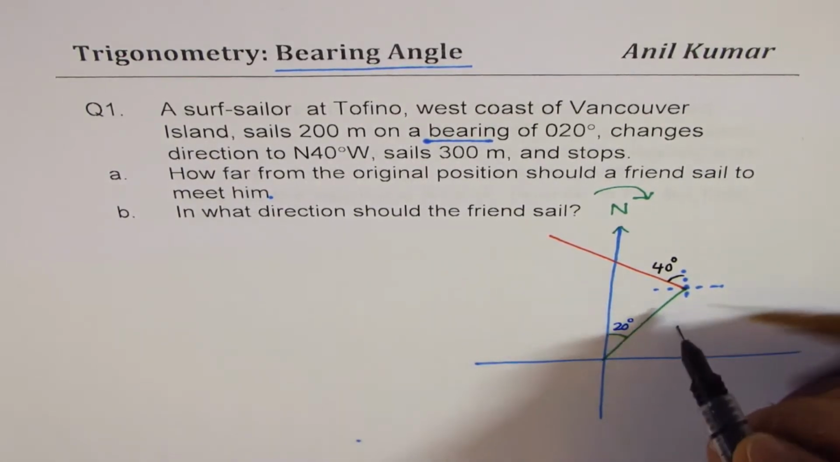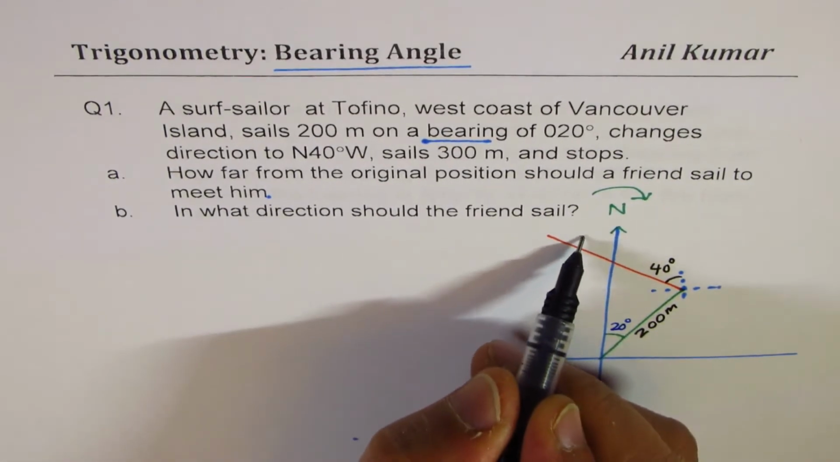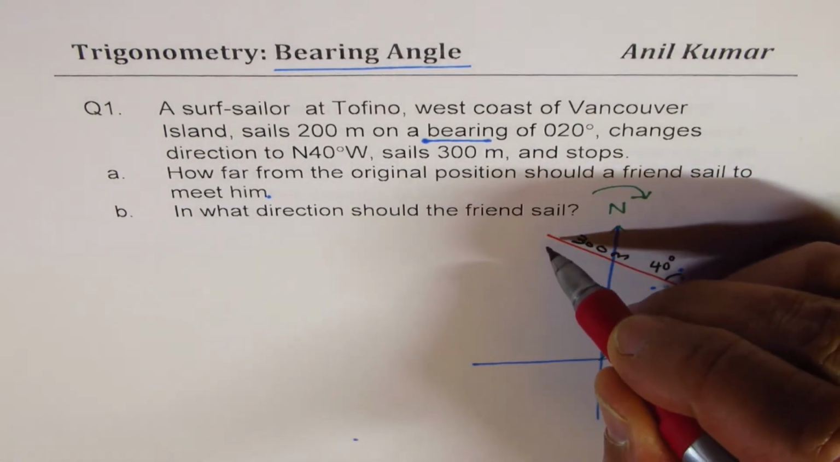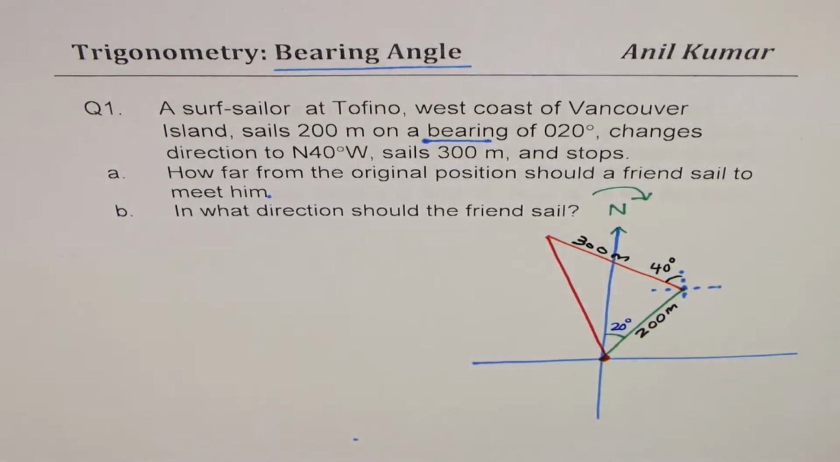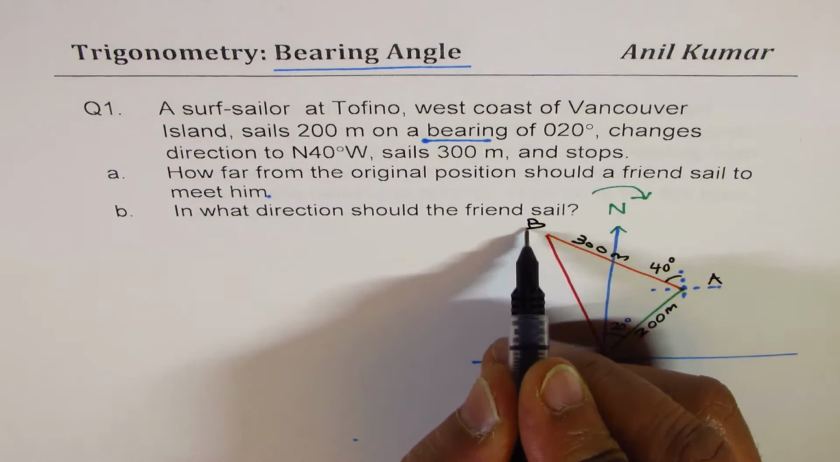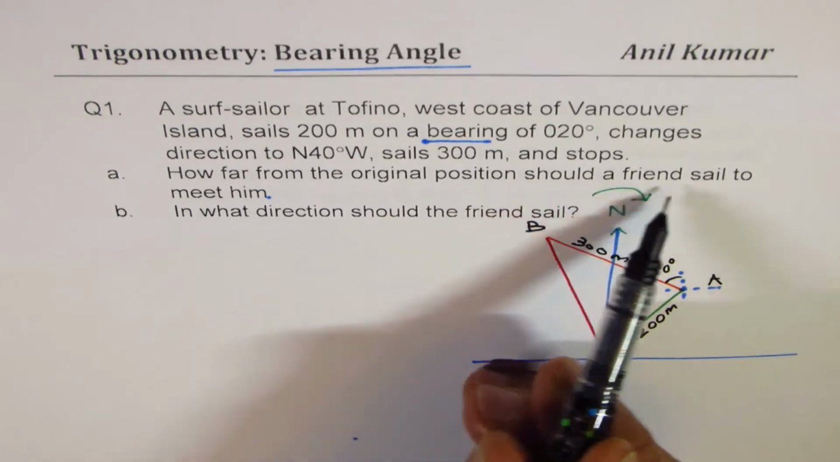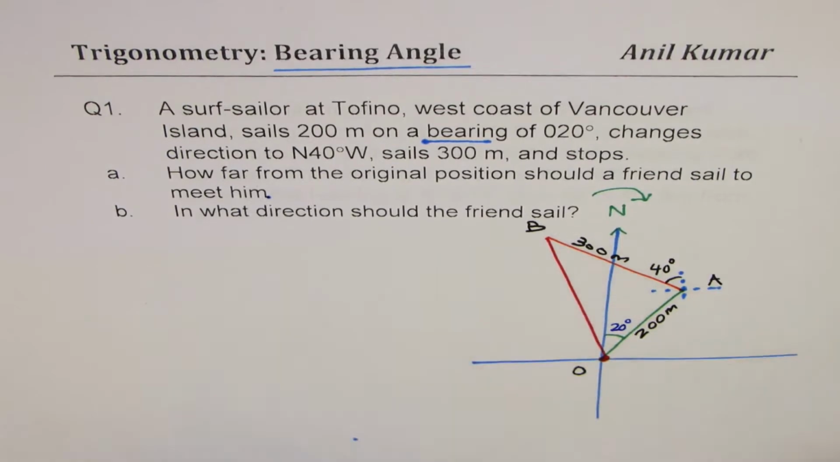And stops. So the first distance covered is 200 meters, and this time this is 300 meters, and then stops, let us say. So the final position is right there. We'll just join this final position with the origin. Let's say that is the origin. Let me label this diagram: O, A, and B. So the question is, how far from the origin position should a friend sail to meet him? That means we need to find the distance OB.